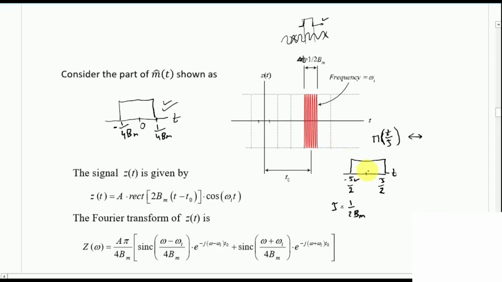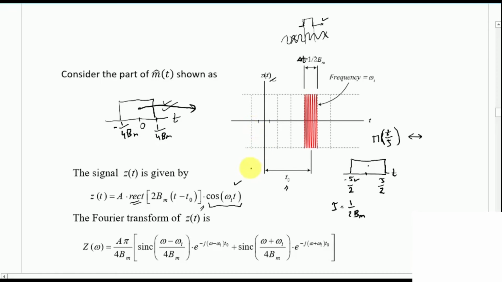But this rect function is basically shifted. We have shifted it by t naught, right? So that's why we say rect function 2bm, t minus t naught, right? And this is multiplied by a cos function. But as I mentioned, we are interested in the spectrum of this.